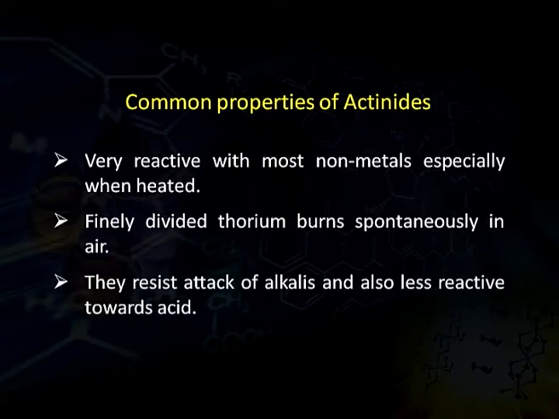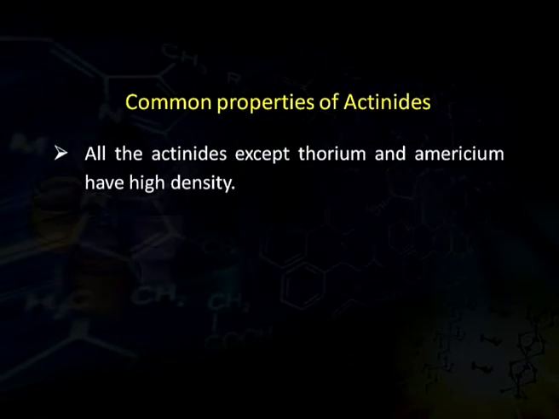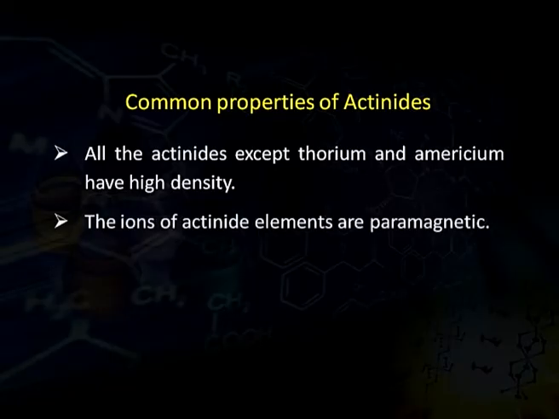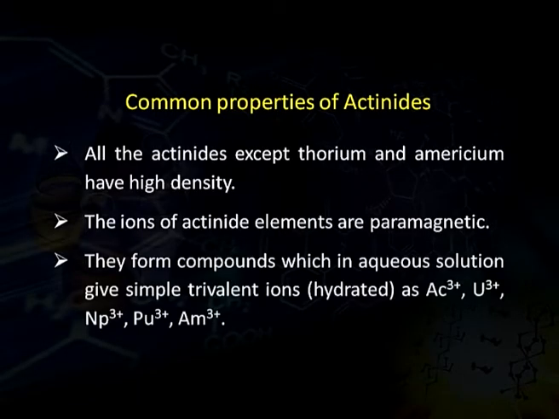They resist attack by alkali and are also less reactive towards acid. All the actinides except thorium and americium have very high density. The ions of actinide elements are paramagnetic in nature. These actinides form compounds which in aqueous solution give simple trivalent ions which are hydrated, such as the actinium tripositive, uranium tripositive, neptunium tripositive, plutonium tripositive and americium tripositive ions. Such trivalent ions are prepared.